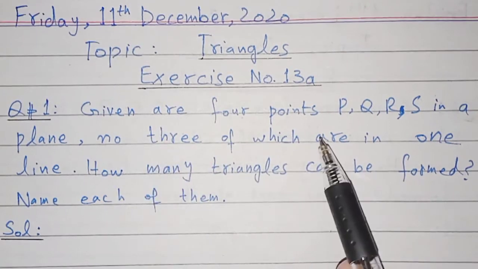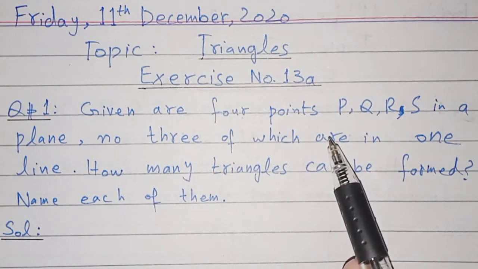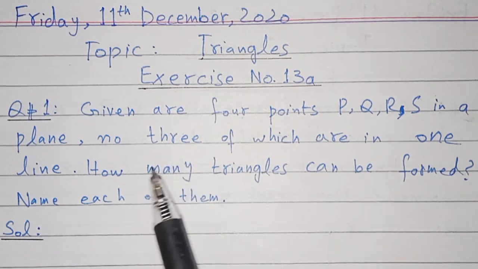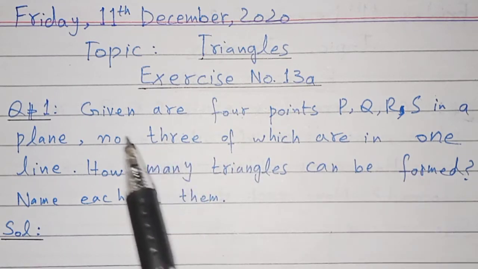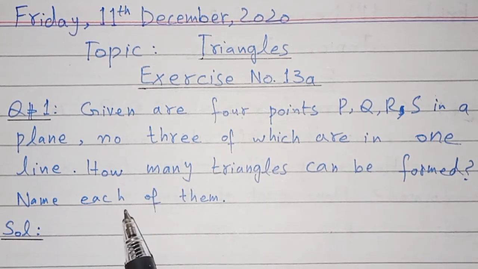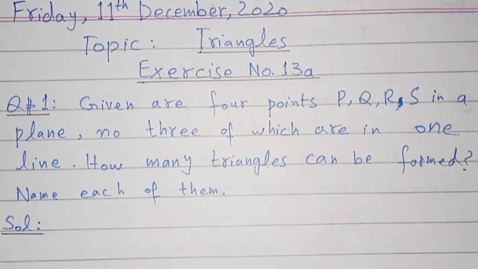No three of which are in one line. Also, 3 points cannot be in the same line. How many triangles can be formed if we follow this condition? And name each of them. We are going to start.